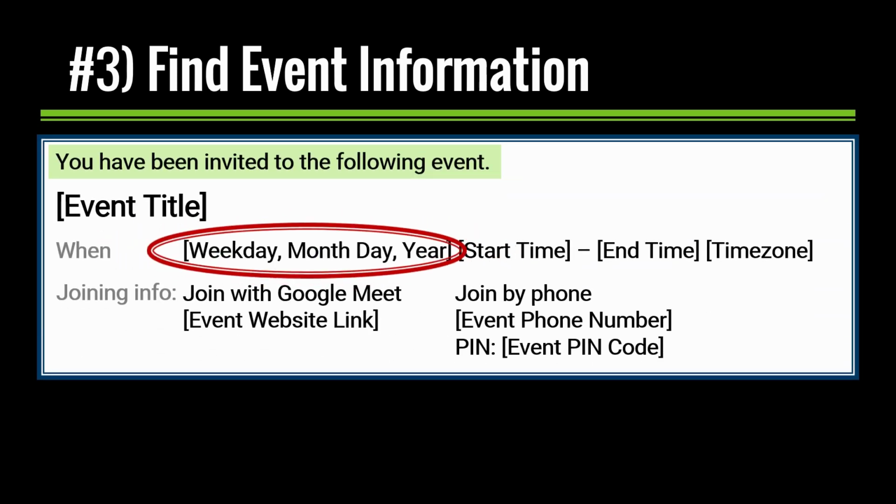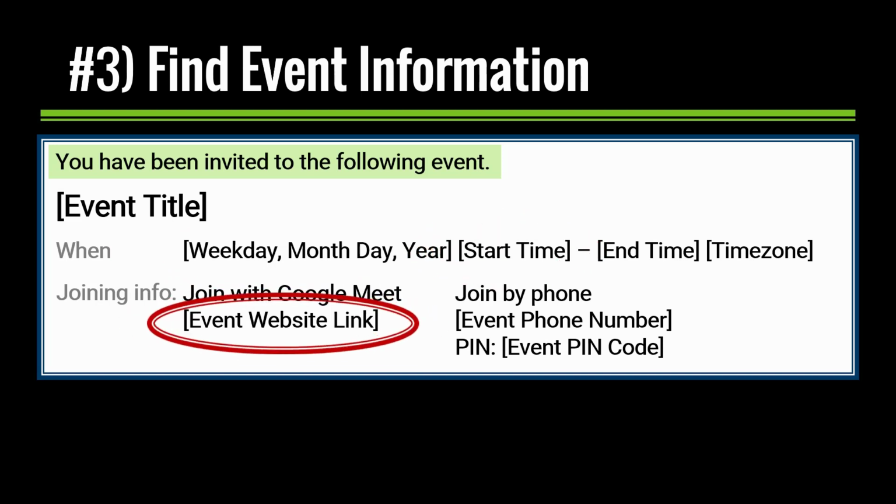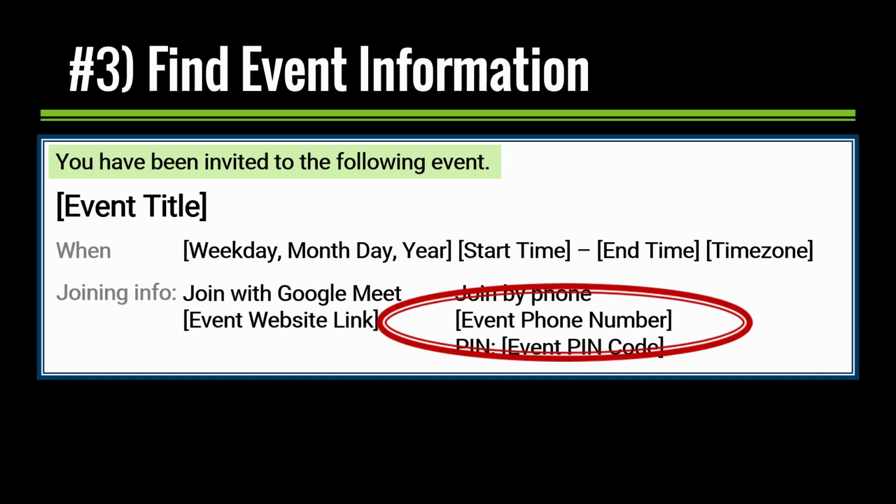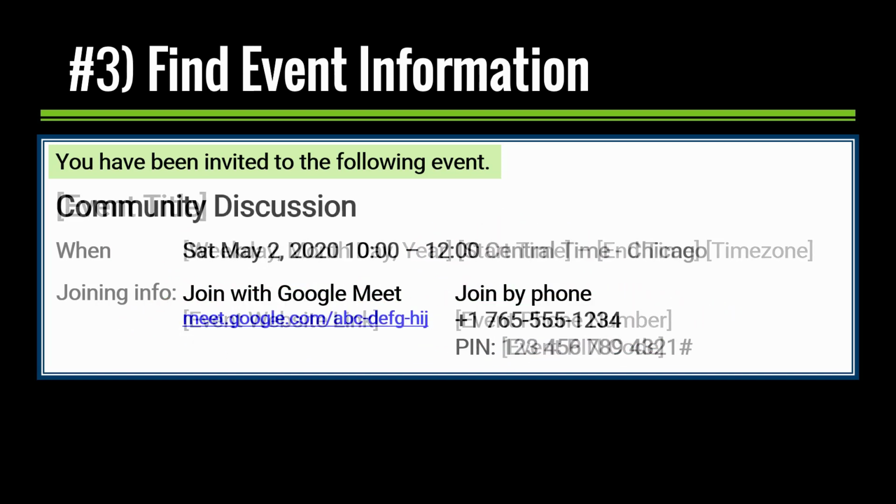In the invitation, find the event information, including the day, start time, link to join online, and phone number to join by phone. Here's an example of event information for a community discussion on Saturday, May 2nd from 10 a.m. until noon Central Time with a clickable link to join online using Google Meet and a phone number to use to join by phone.